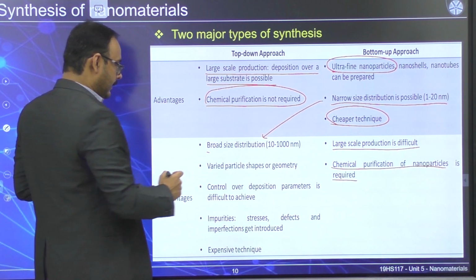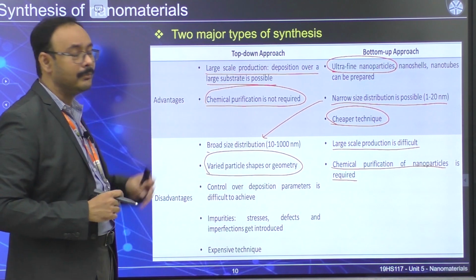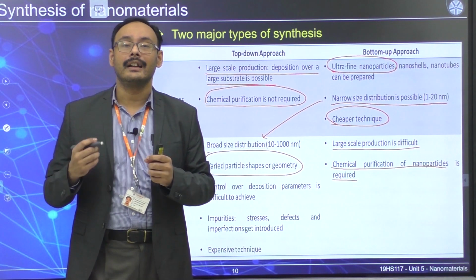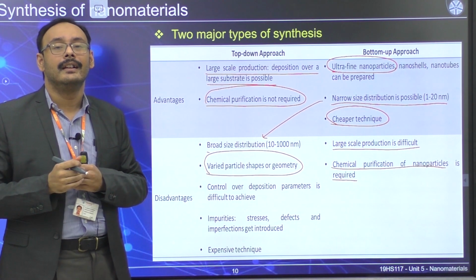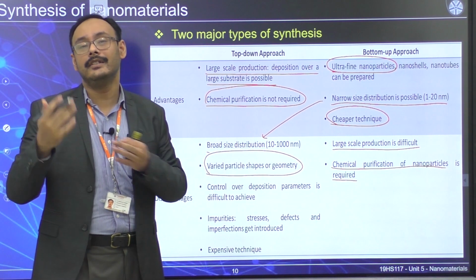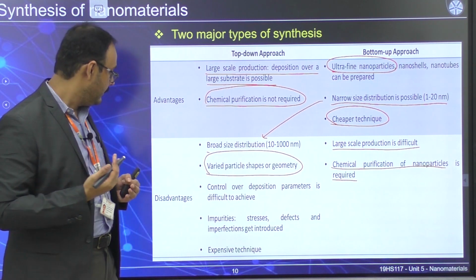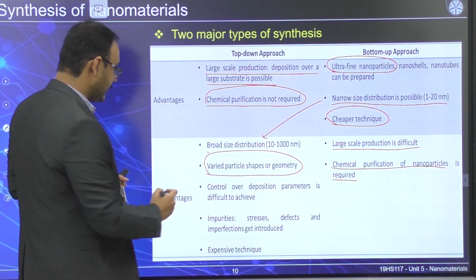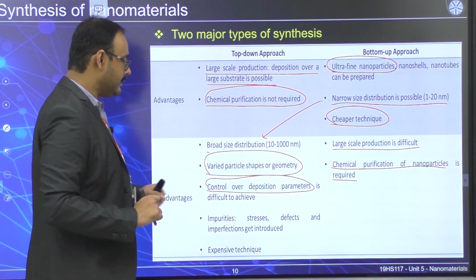Okay, so varied particle shapes in geometry, because most of this you are actually going to cut down. These cutting processes are not always very good, very uniform. So sometimes you get different geometry depending on where you are cutting and what your conditions are. Okay, so control over deposition parameters is difficult to achieve.